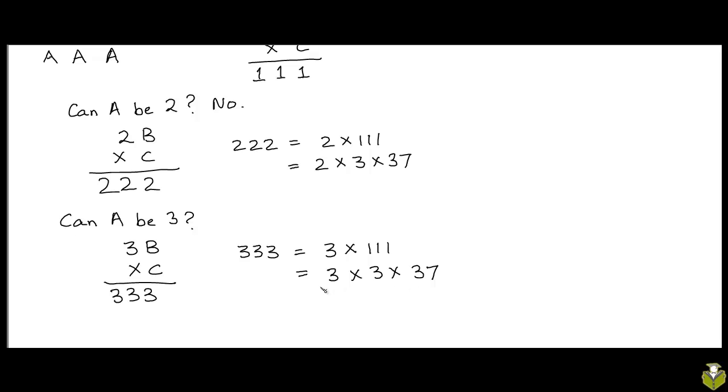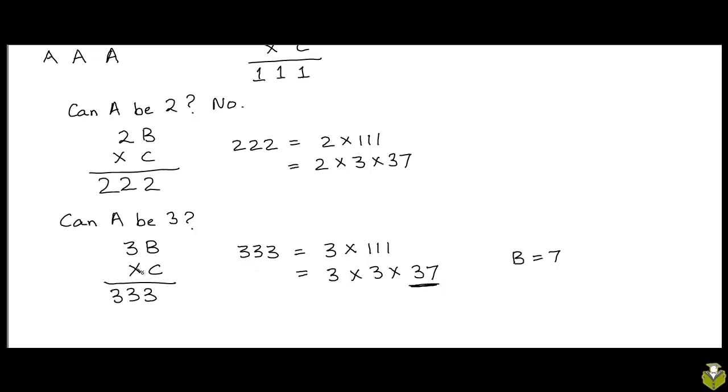If you look at this prime factorization of 333, you can see that there is a two-digit number which is a factor of 333, and that's 37. So it's possible that this number 3B could be 37. So let's say that we choose B as 7. In that case, 3B would be 37.